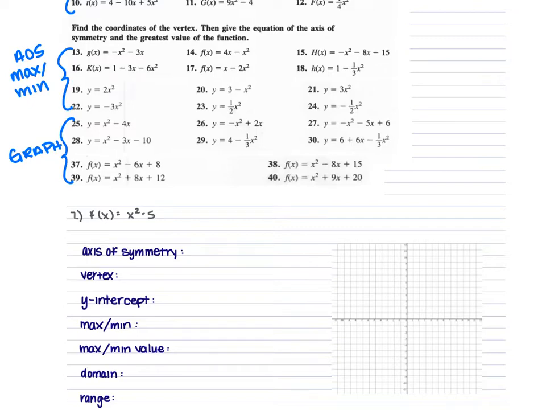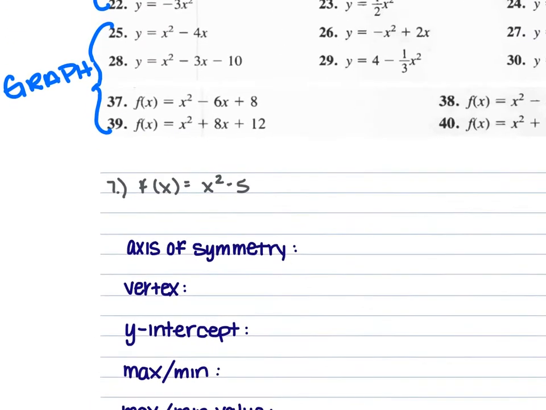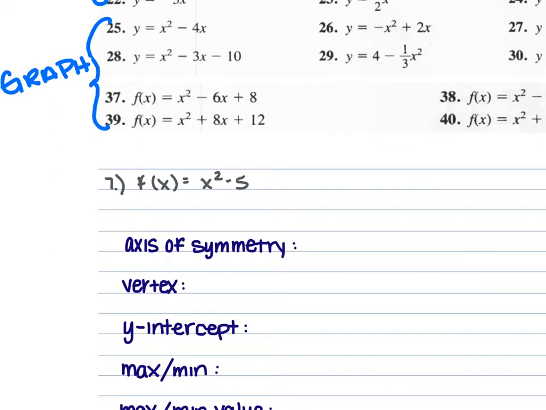So for 7, we have f of x is equal to x squared minus 5. If we want to identify our a, our b, our c, our a is 1, our b is 0, because there's no x value there, and then our c is negative 5. So our axis of symmetry is x is equal to negative b over 2 times a. So this is going to be 0 over 2 times 1, which is just x is equal to 0.